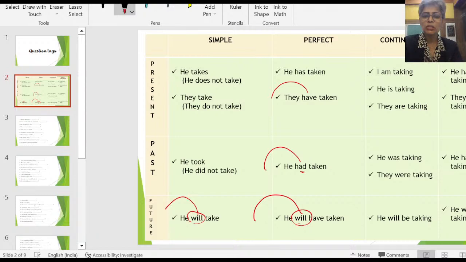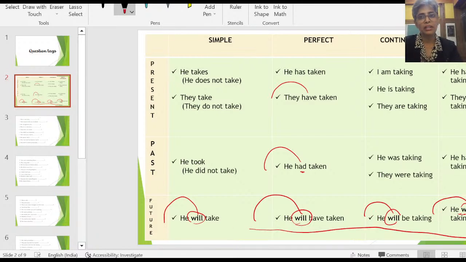Same is over here. He will take, will he? In all these cases where we see will, he will be taking, will he? He will, won't he? Will he be taking? Will he have been taking? Won't he? So in all these three forms of verb where we have will, we will say won't he? In case you have he can take, you will say can't he? Just remember to take the helping verb before the subject and convert it from positive to negative or negative to positive. Now look at the continuous tense.